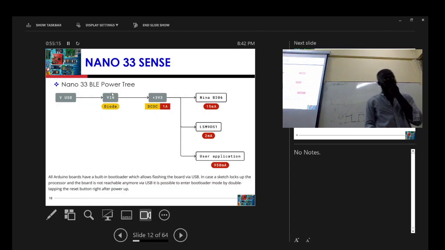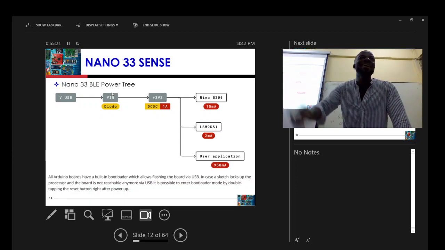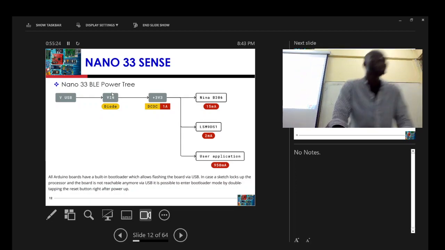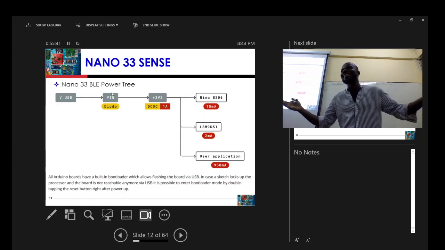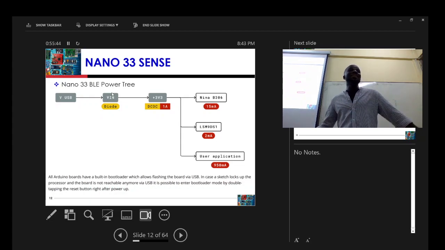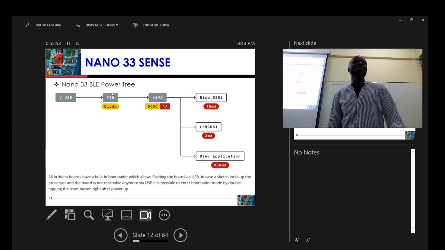What is a diode? Diode. Electrical engineering. Who did electrical engineering somewhere? Who? Nobody did electrical engineering anyway. So nobody knows what a diode is. It allows current to flow in one direction.